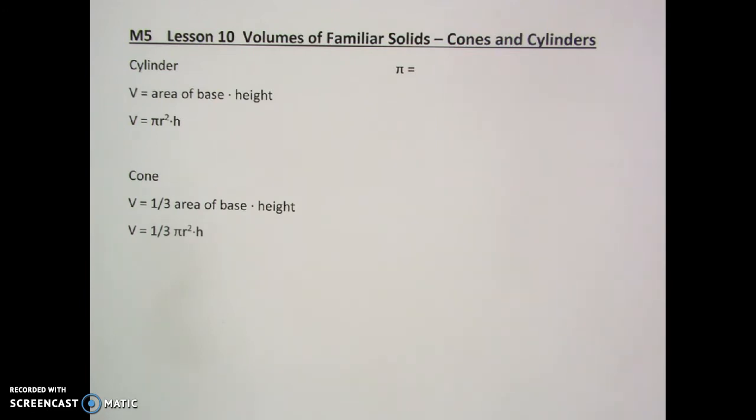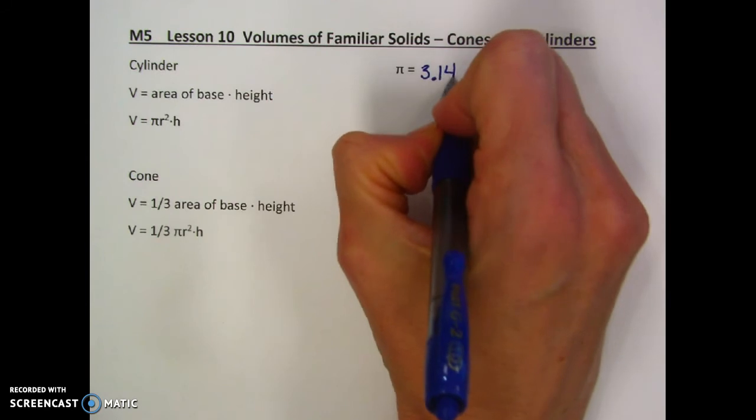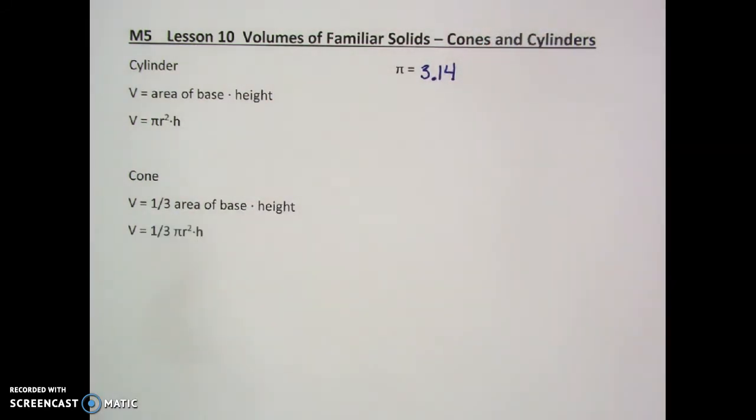Well, first of all, before we start these, both cones and cylinders involve a circle. And when we're talking about a circle, we usually are using pi. You can either use the number 3.14, or you can use your calculator pi button, or you could also just leave pi in the answer without multiplying it.